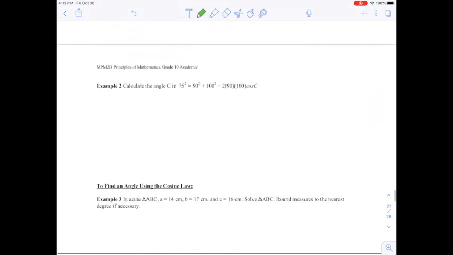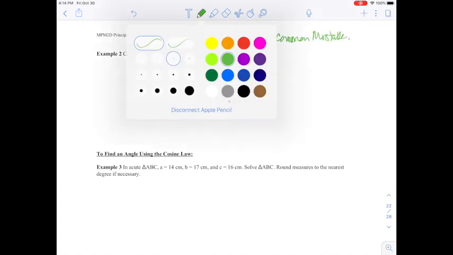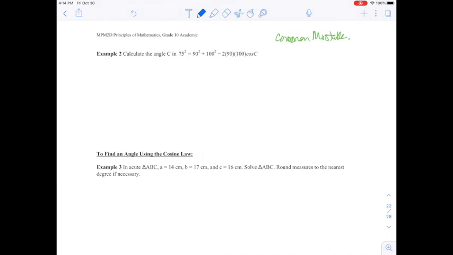Let's just do maybe a couple more examples here. And I did want to make you aware of a very common mistake, just so you guys don't make it. If I want you to calculate the angle C in this, I just want to show you the algebra, because guys tend to make a mistake with this. So what I'm going to do is evaluate the powers of 2. So I get 5625 equals 8100 plus 10,000 minus 2 times 90 times 100 cos C.